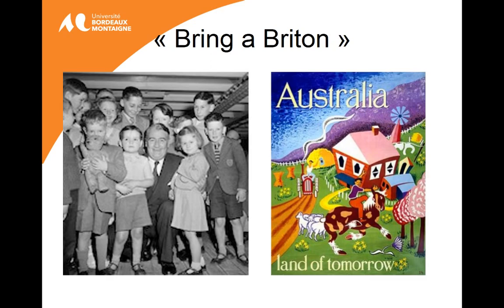So the British who arrived that way were often referred to as £10 POMs, because they only had to pay £10 for the passage. The full fare was closer to £75, sorry. So really, this assisted passage was a very good deal. You also had the program Bring a Britain in 1957 to try to attract British people.